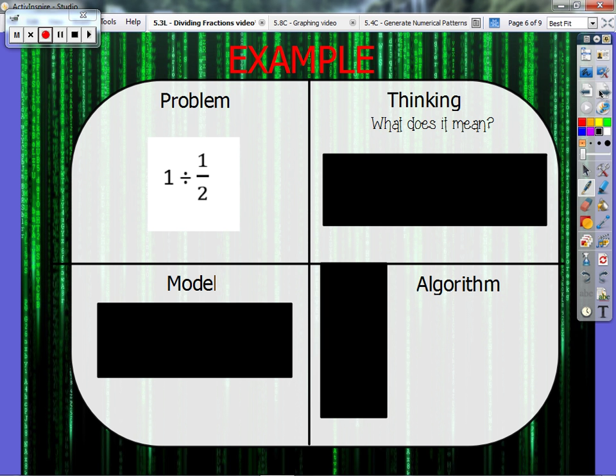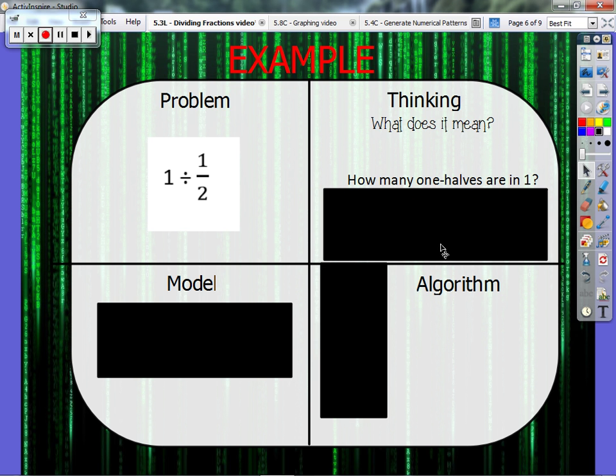Okay, so whenever we have a fraction, most of the time we don't really stop to think about what this fraction means. So when we have a fraction like this, it means how many halves are in 1. So what this problem is asking us is how many halves do we have in 1. Okay?